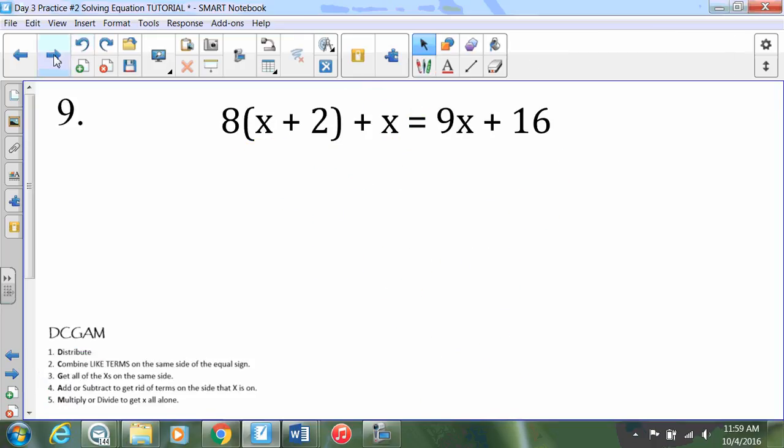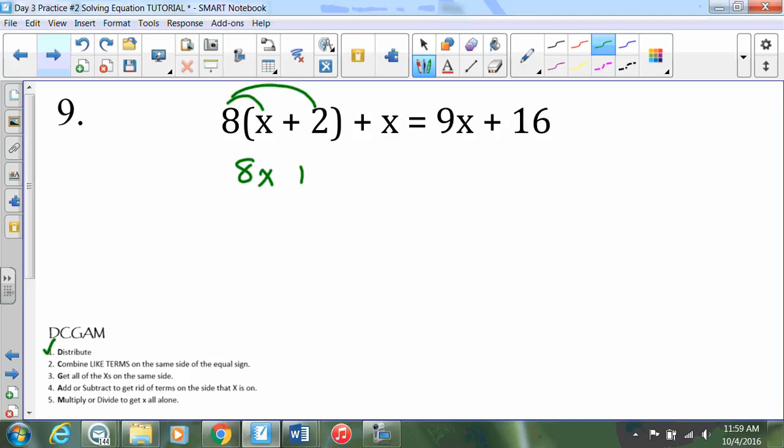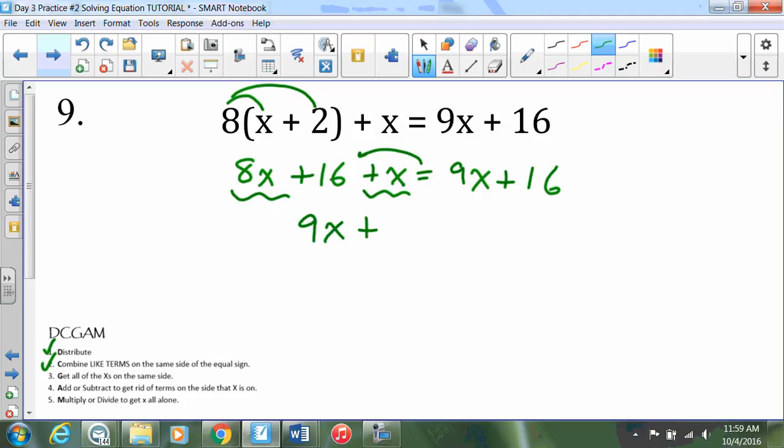All right, yay, we're back to distributing. So we can distribute. 8 times x is 8x. 8 times 2 is 16. We only do one step at a time, so we bring everybody else down. Okay, next step, combine like terms on the same side. I see an 8x, I see an x. Once again, I'm combining them because they're on the same side of the equal sign. So 8x plus another x, that's 9 x's. And I'm going to rewrite everything.